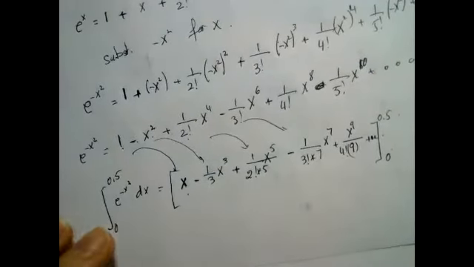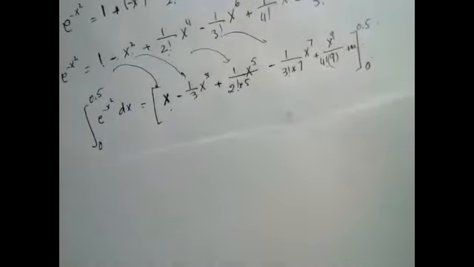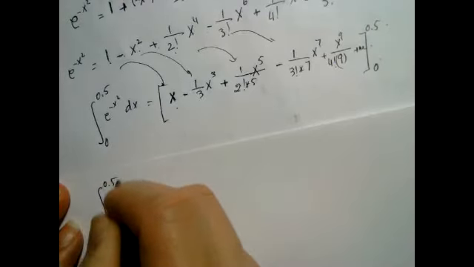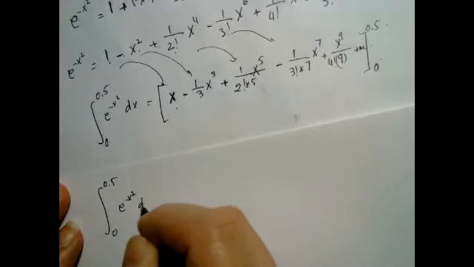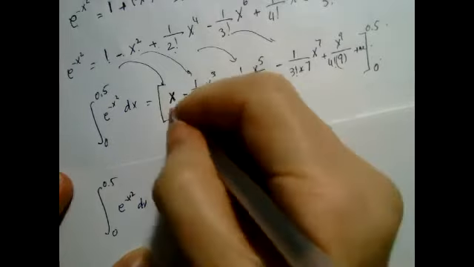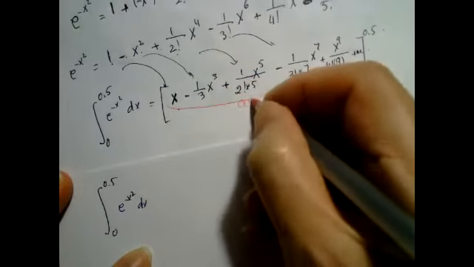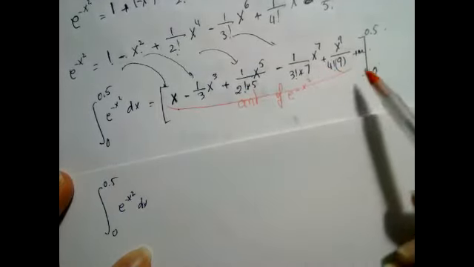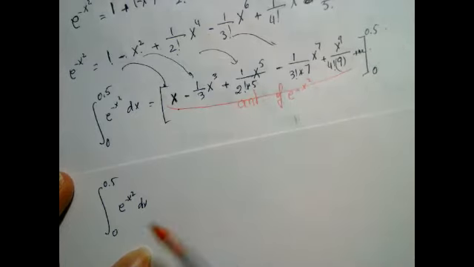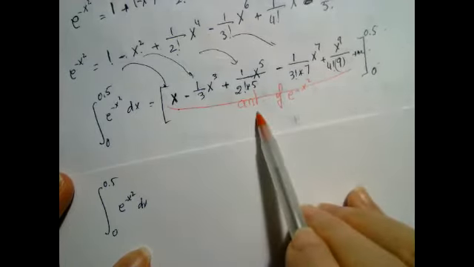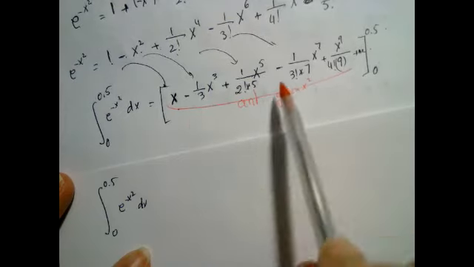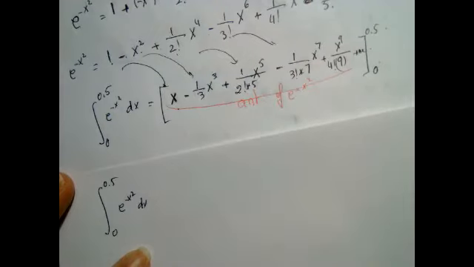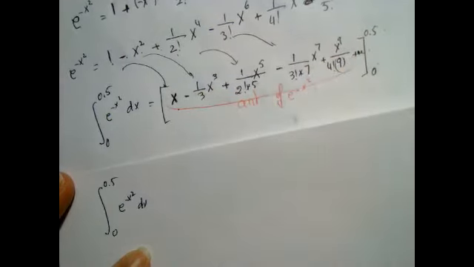Okay, finally it's equal to... I'll take another piece of paper. And this will give me the integral from 0 to 0.5 of e to the minus x squared dx. So what I'm doing is, first, this is the antiderivative of e to the minus x squared. So I'm finding the antiderivative, and then using the fundamental theorem of calculus to evaluate it. The antiderivative is obtained by integrating term by term. And now the fundamental theorem is the value at the upper minus the value at the lower.